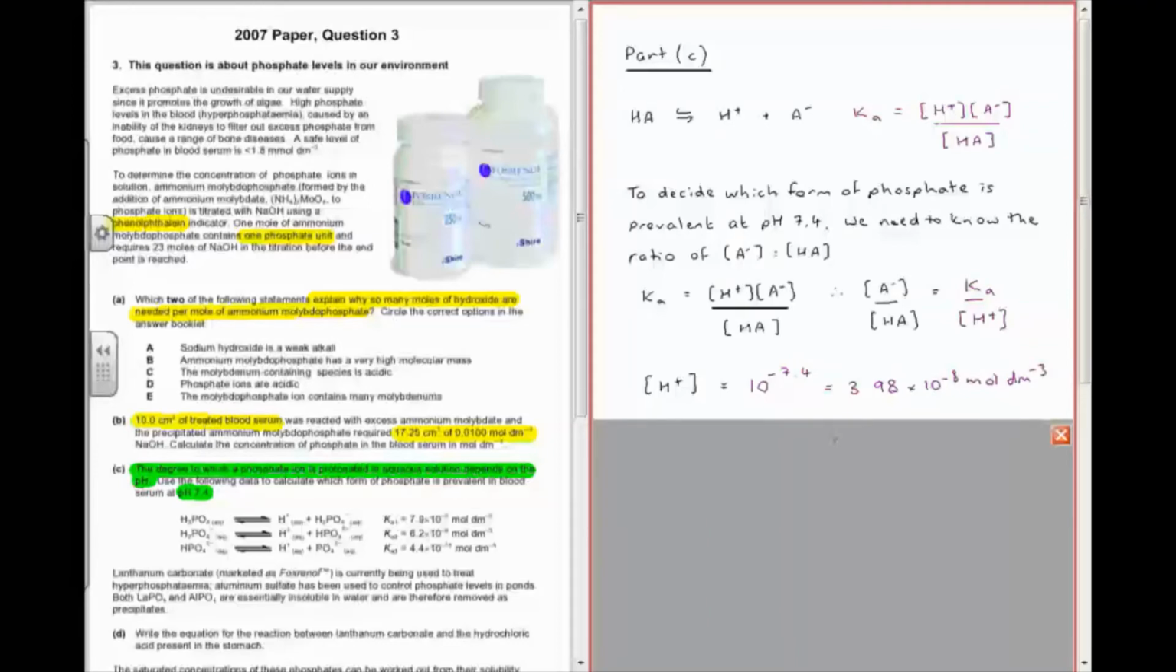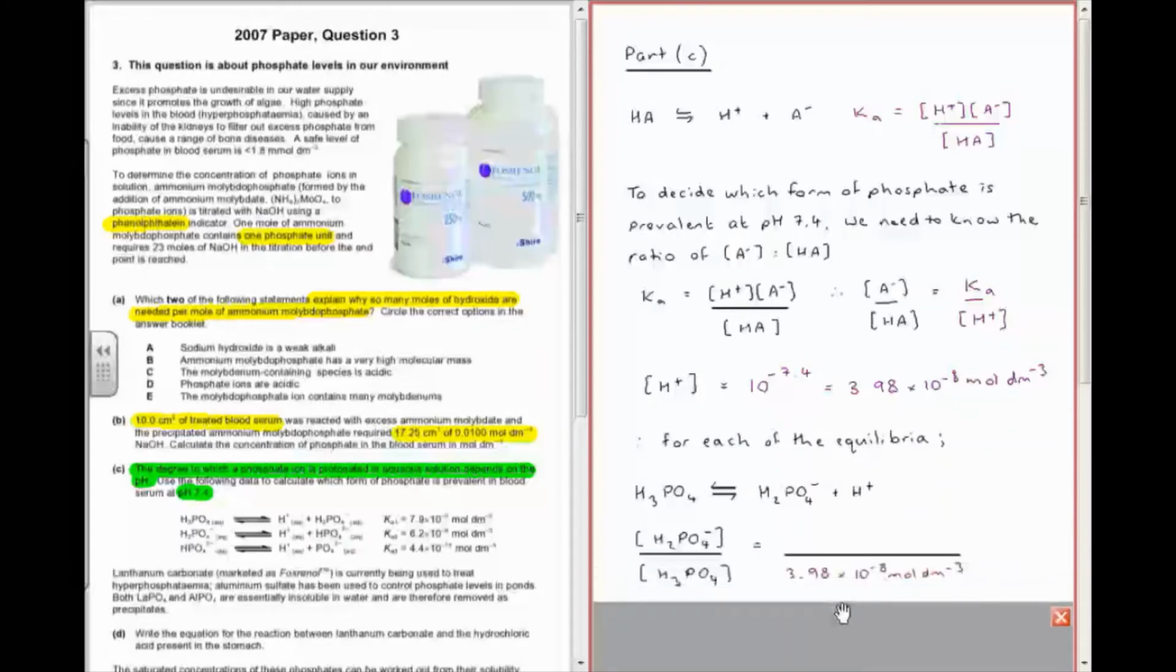With this value to hand then, we can now run through each of the dissociation steps and calculate the ratio of A minus to HA by dividing the acid dissociation constant by the concentration of H plus. So looking at the first dissociation, we know that Ka1 is equal to 7.9 times 10 to the minus 3, and so we can determine that the ratio of the deprotonated to the protonated form is equal to 198,439. So what does this actually mean? This tells us that this equilibrium lies a long way to the right, with the concentration of H2PO4- being much higher than the concentration of H3PO4.